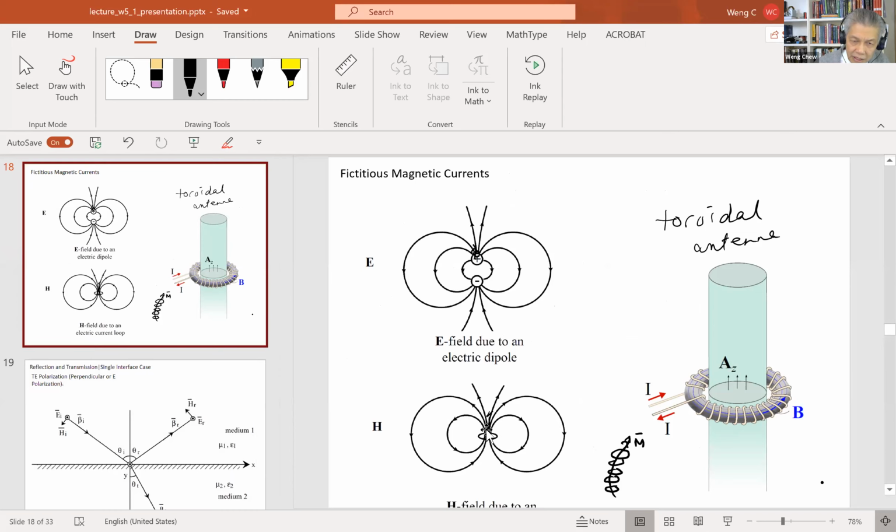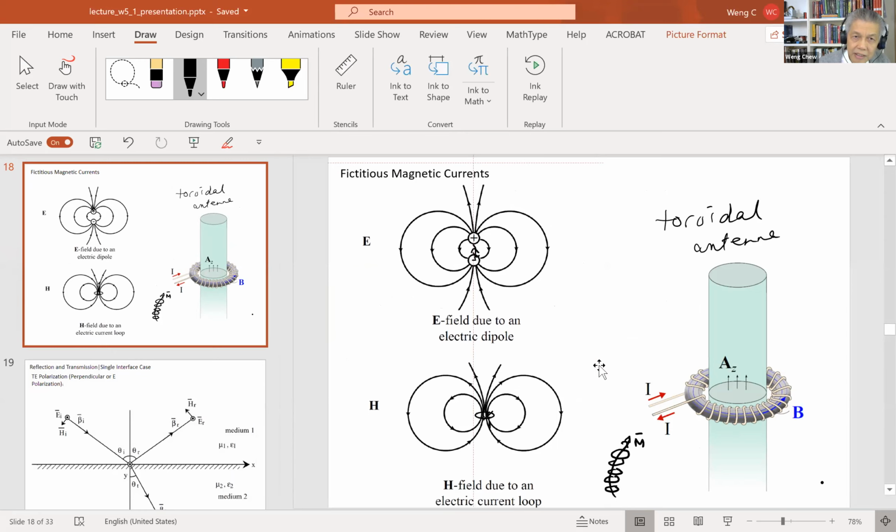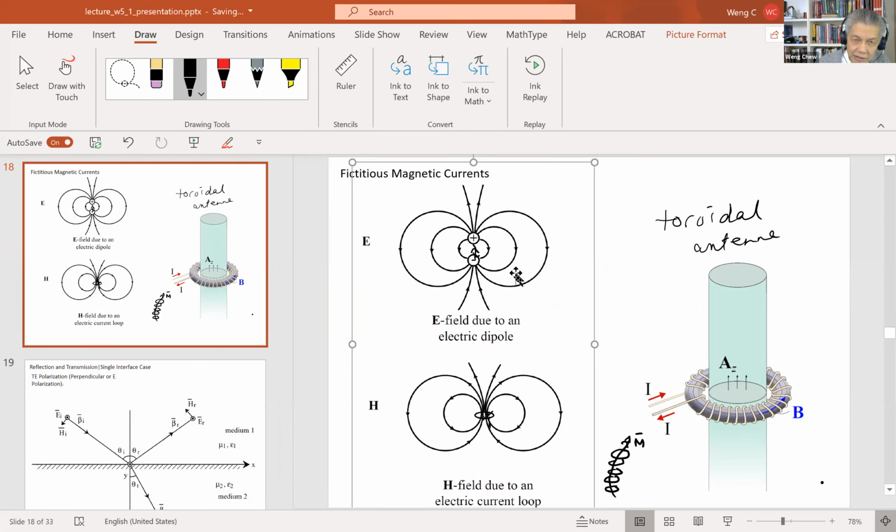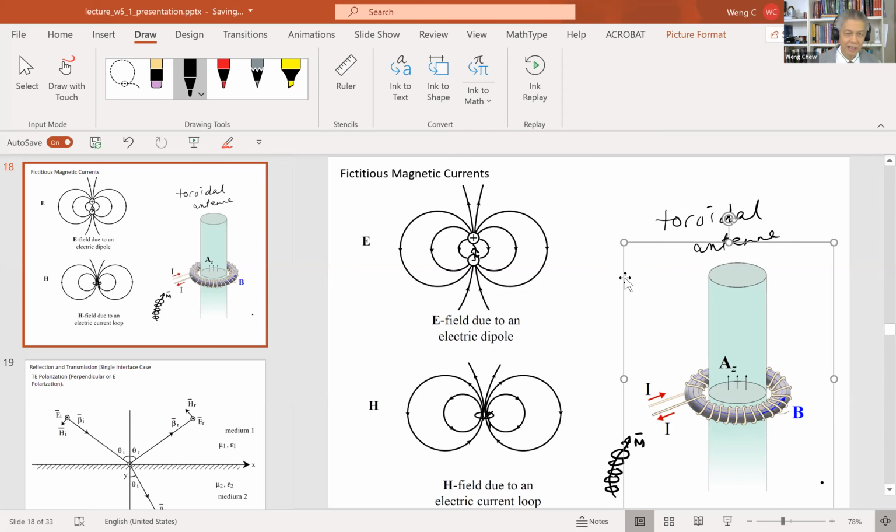Okay, so if I have a current loop antenna, it produces a magnetic field that looks like this. It looks very much like the electric field of an electric dipole. So we can say that a current loop is like a fictitious magnetic dipole. You can use this concept to make current loops and line them up so that they look like a fictitious magnetic current, resembling a magnetic current loop going around a cylinder. These are called toroidal antennas. They actually have been used in engineering, okay? So let's not worry too much about this.